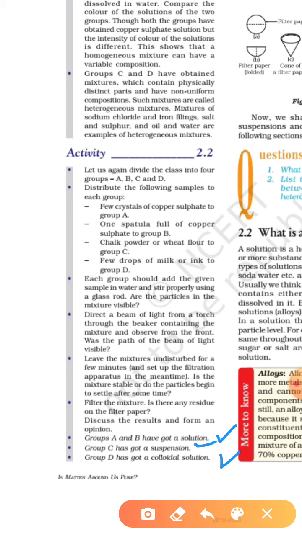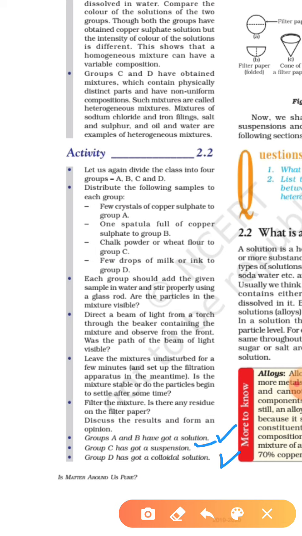You will get a solution. Group B means chalk powder or some solid powder, chalk powder or wheat flour, like these items when you add them to the water. Such a type of mixture is called a suspension. Sorry, not solution, such type of mixture is called the suspension. And later on we will discuss these also.